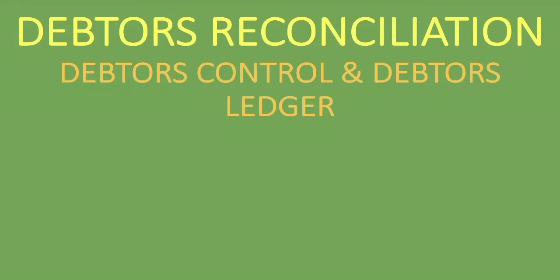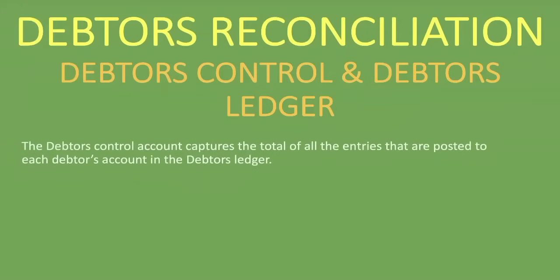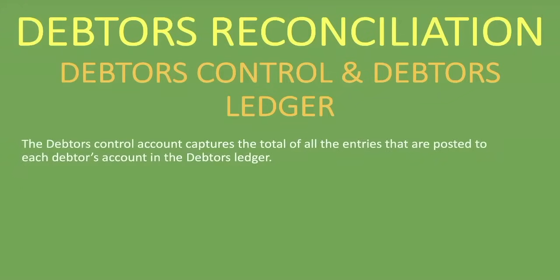So what is debtors control, or what does it do? The debtors control account captures the total of all the entries that are posted to each debtors account in the debtors ledger. So it captures the total of all the entries. So when you see debtors control, it will tell you all the amounts that we are owed by all the debtors. Okay, that total of the debtors control tells us how much we are owed.